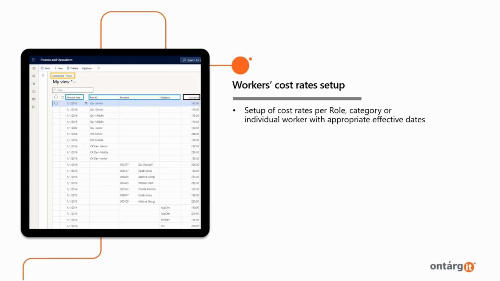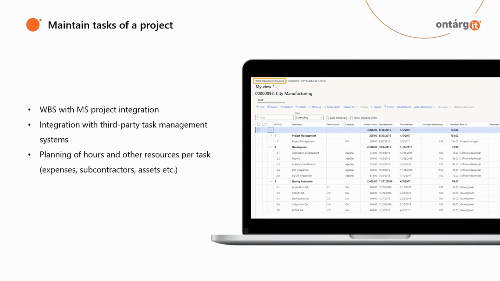Cost rates are set up taking into account their effective date. Cost rates are used both for calculating the project budget or forecast and for calculation of the actual cost of the project. You can create a work breakdown structure for a project with a list of tasks, start and end dates, and required number of hours per each task, and specify roles of employees who perform these tasks.